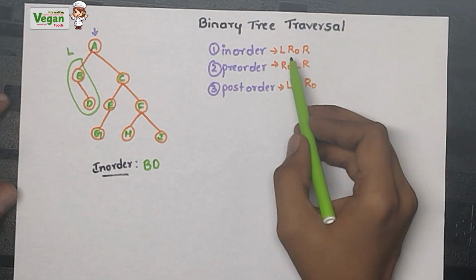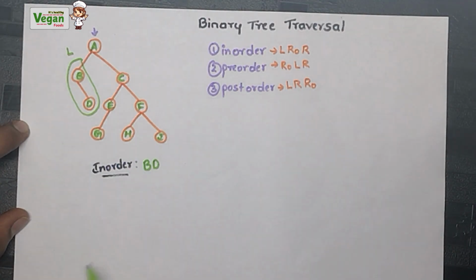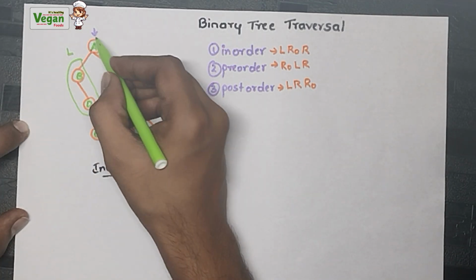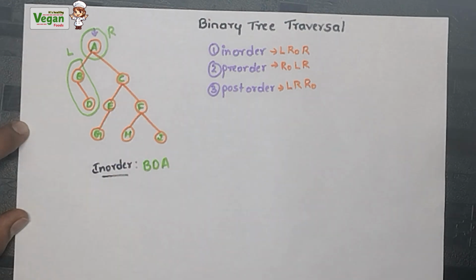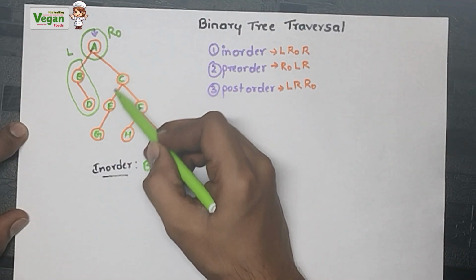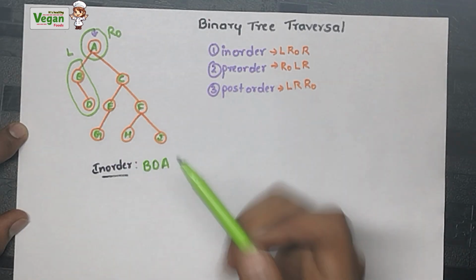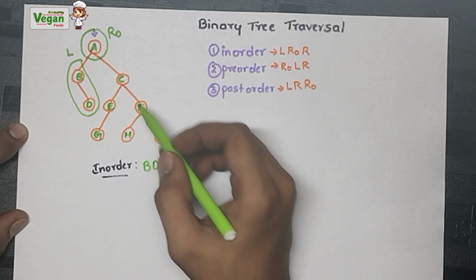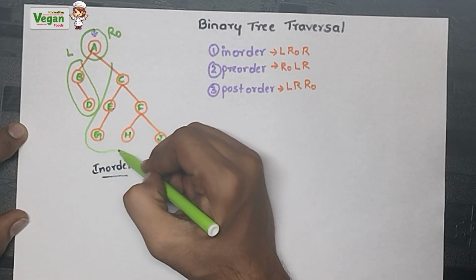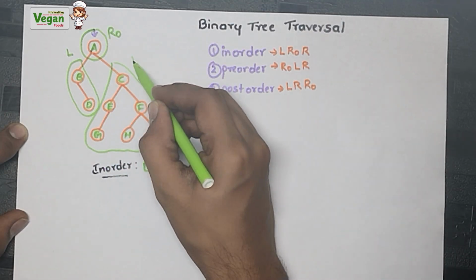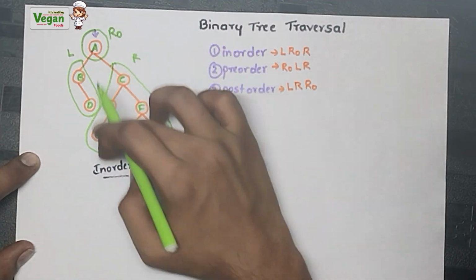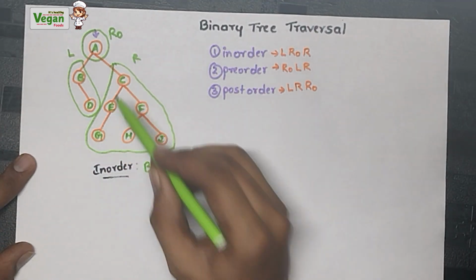Now again apply. First left. Left is already written. Next root. What is the value of root? A. So root value is over. Now I must write right, but on this right side there are sub branches, that is sub trees. So I will consider this separately as the right, and separate this subtree, the right subtree, separately.